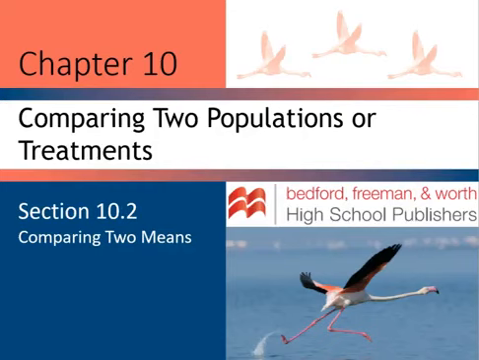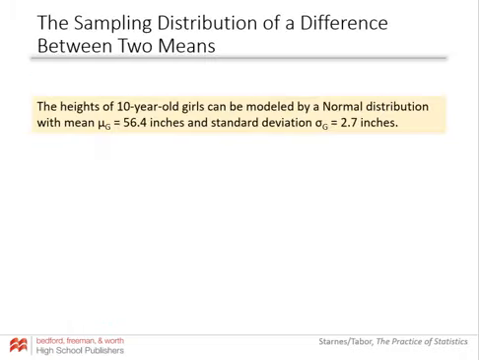All right, section 10.2, we're going to talk about comparing two means. And I'm going to fly through this stuff pretty fast because it's basically the same thing that we did in 10.1, just with a mean instead of a proportion. So make sure that you are pausing when you need to, rewatching places where you need to, because I'm going to go pretty fast. Okay, so we're gonna look at an example.